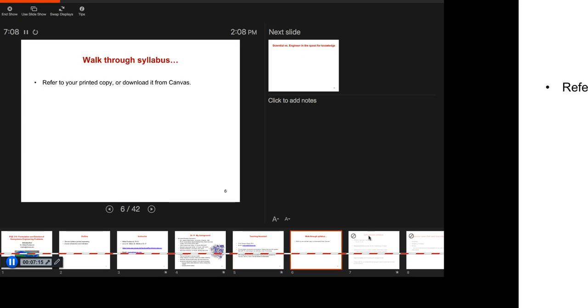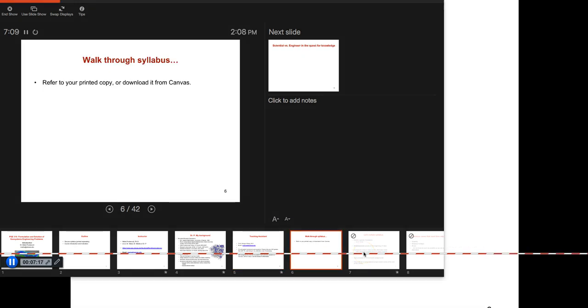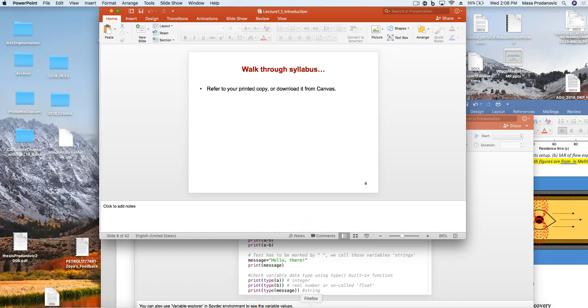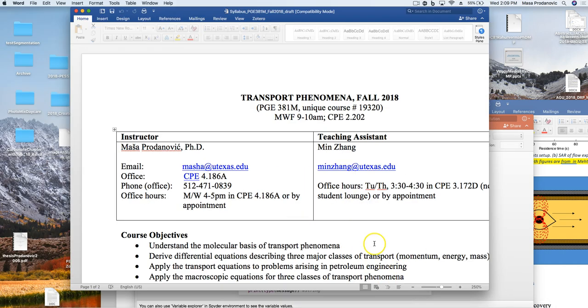So let's just walk through the syllabus. I'm gonna open up a copy. So just to set things out. So we have already introduced ourselves. First things first, office hours, if you need help. Right now, I scheduled my office hours on Monday, Wednesday, 4 to 5 p.m. Okay? In CPE, this is my office on the fourth floor here in this building.